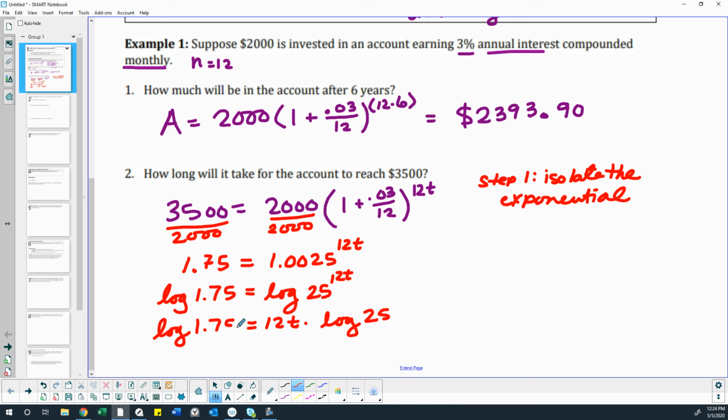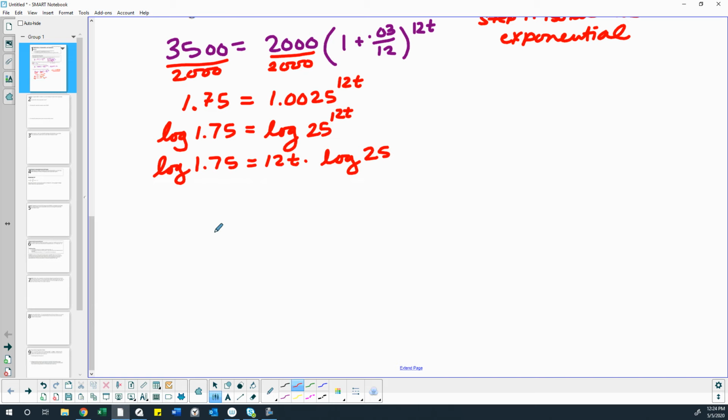All right, we're getting closer. We've got the t in a place where we can get it by itself now. So to get the t by itself, we are going to divide by the 12 and divide by the log of 25 because all of those pieces are multiplying together. So we're just going to divide by the pieces we don't need. So divide by 12 log 25.